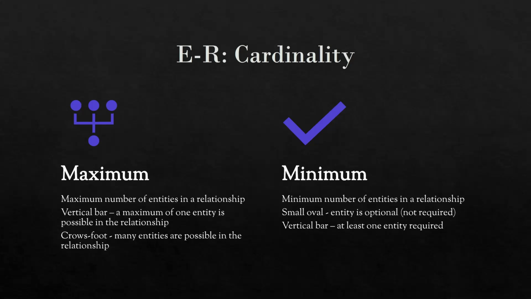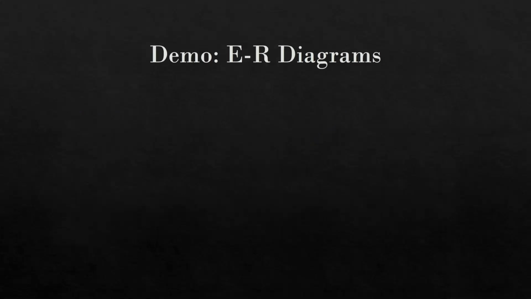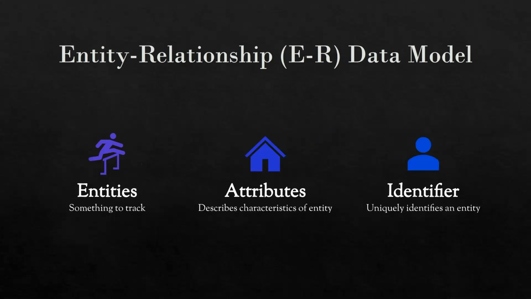We also calculate the minimum cardinality. This is the minimum number of entities in a relationship. If the entity is optional, then we use an oval. If there's at least one entity required minimum, we use a vertical bar. Now let me show you an example, okay?